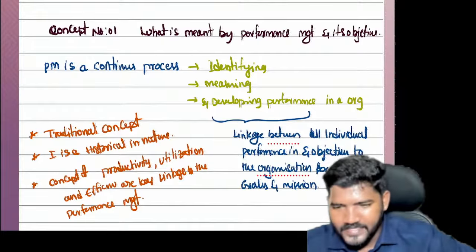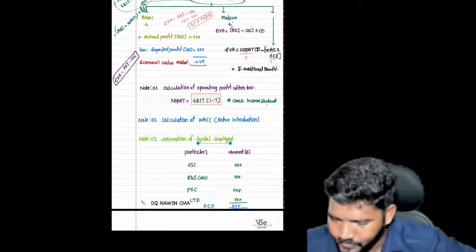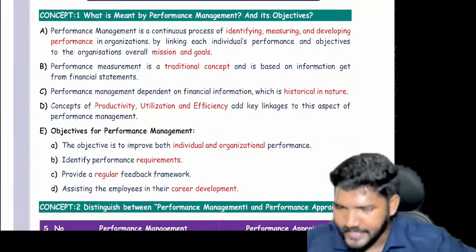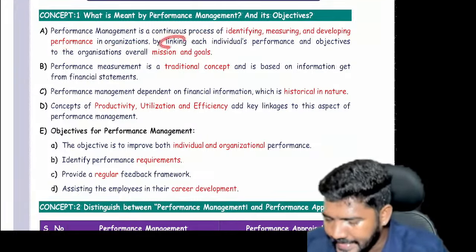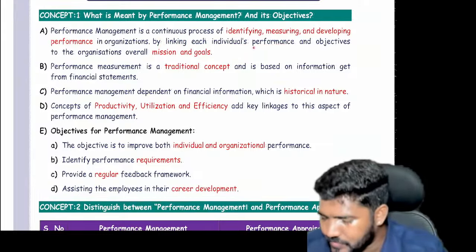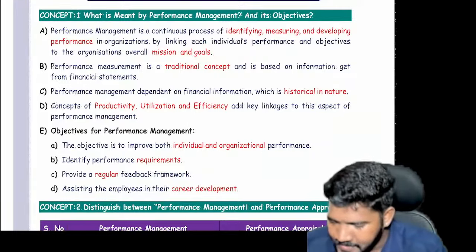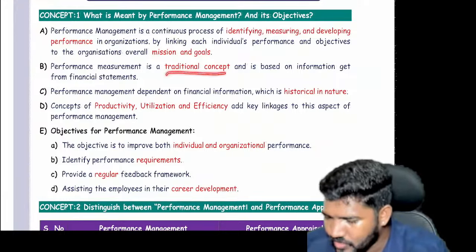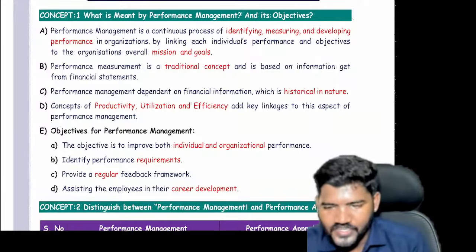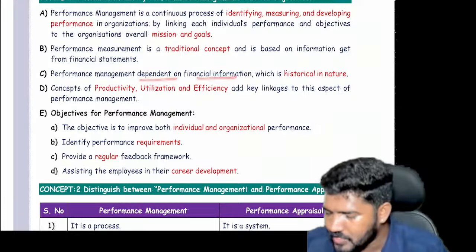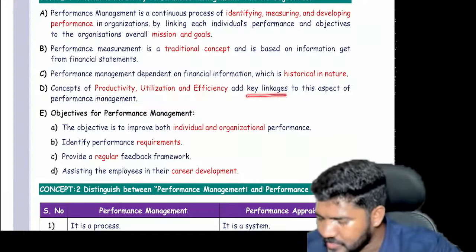If you write these points in sentence format, that is helpful for getting good marks. Let us check. When it comes to sentence format: Performance management is a continuous process of identifying, measuring, and developing performance in an organization by linking each individual performance and objectives to the organization's overall mission and goals. Next, performance measurement is a traditional concept. Performance management is which concept, guys? Traditional concept. It's based on information from past financial statements. Next, performance management depends on financial information which is historical in nature. Next, the concepts of productivity, utilization, and efficiency are a key linkage to this aspect of performance management.